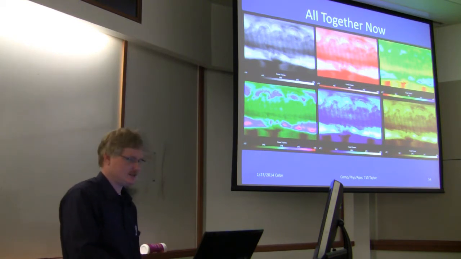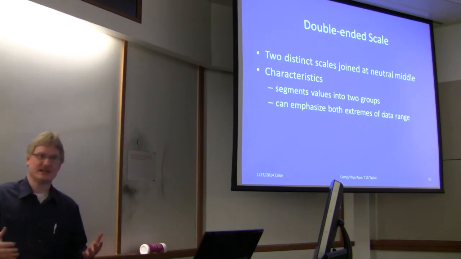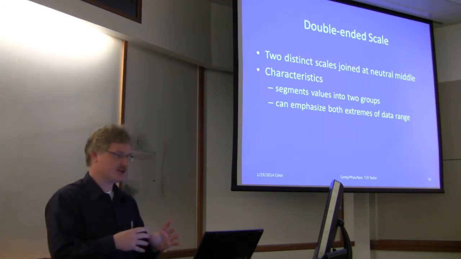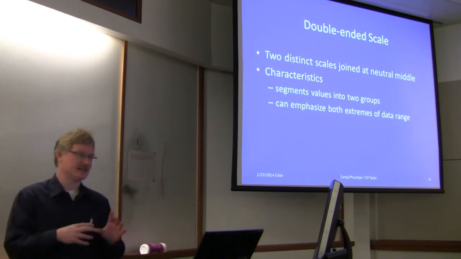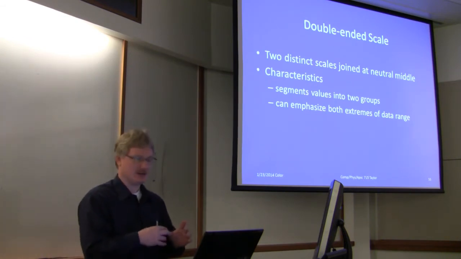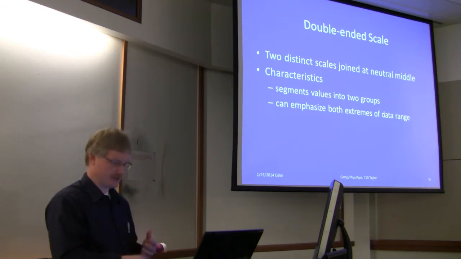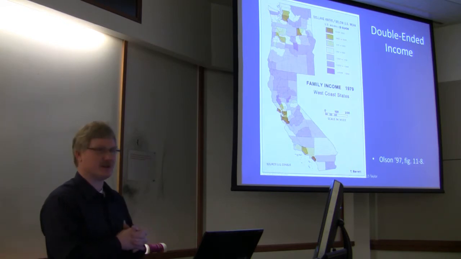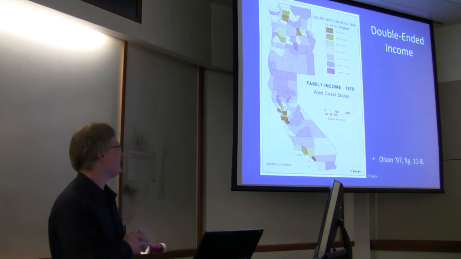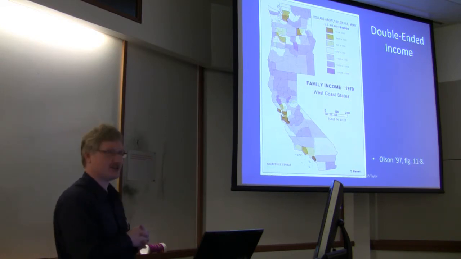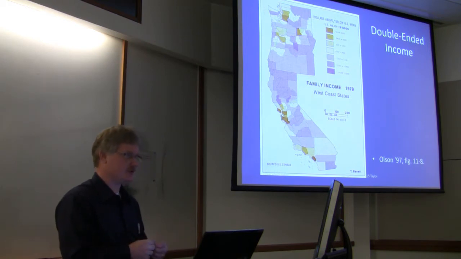All right. So, double-ended scales. Let's say you care about height above sea level, bank balance being negative or positive, and so forth. So basically, one way to do this is to take two distinct scales and join them in a neutral middle, right? So you can use two saturation scales and so forth. This basically segments into two groups, and you can see the extremes in the data range. And so here's a double-ended income scale. It looks very much like the one we saw that showed water versus land. It goes to blue at one end with increased saturation. It goes to brown with increased saturation at the other end. So more intense hues stand out, and they draw your eye to outliers, right?